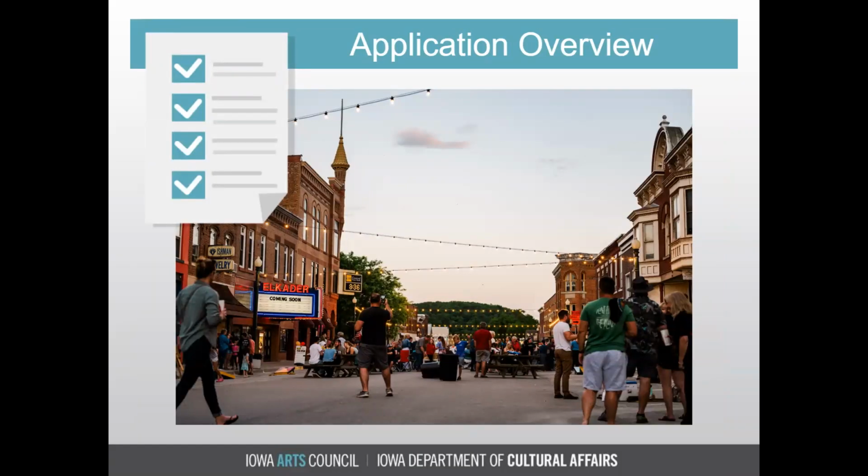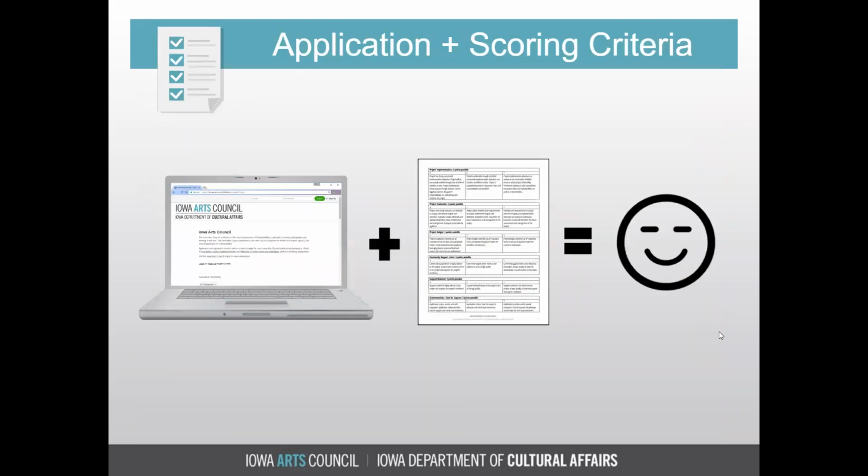That covers the overall eligibility and goals for the program. Now let's take a look at the content of the application while we walk through the online portal after this section. We wanted to walk you through the content of the application first. Before we begin, I'd like to remind everyone that the scoring criteria included in the guidelines for the program is what the panel will use to review your application. You'll notice that the criteria directly correspond to each section of the application.